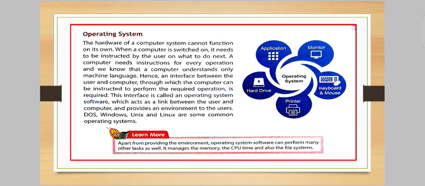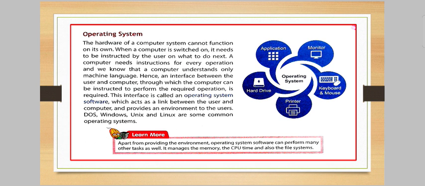Okay, so this interface is called operating system software, which acts like a link between the user and the computer and provide an environment to the user. DOS, Windows, Unix and Linux are the common operating system. That means the main thing about operating system is operating system acts like a link between the user and the computer.